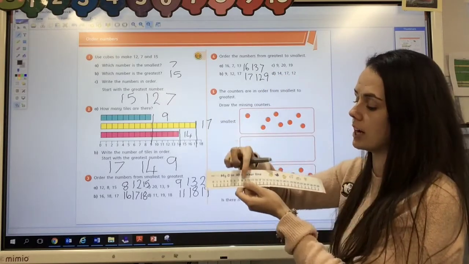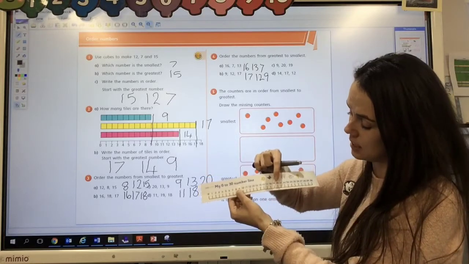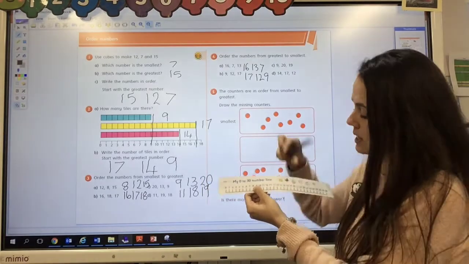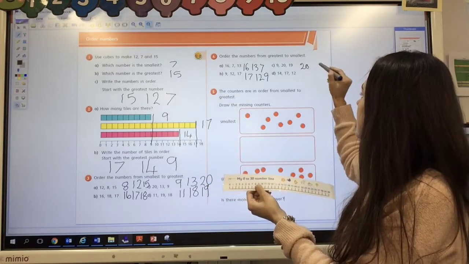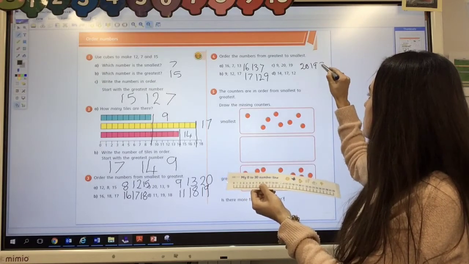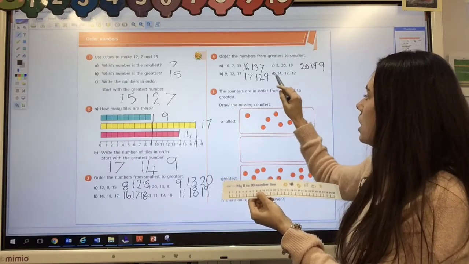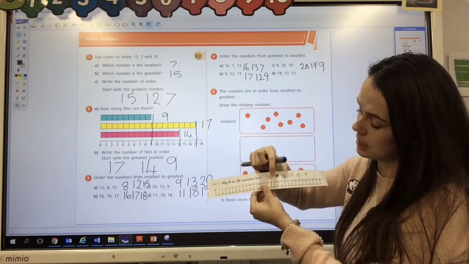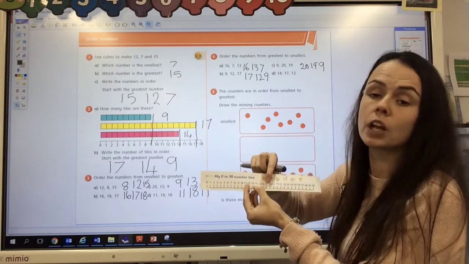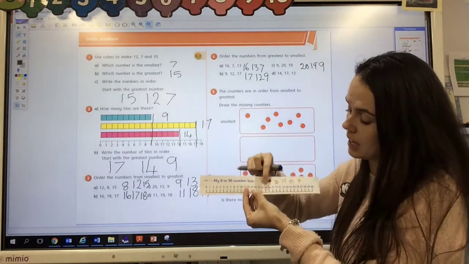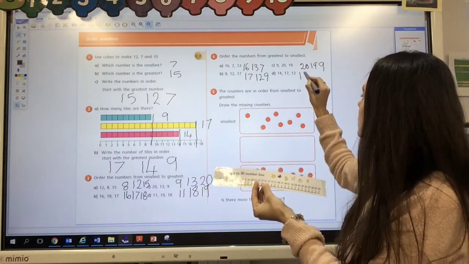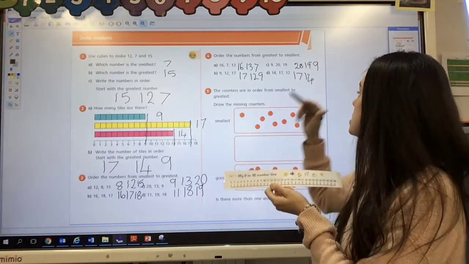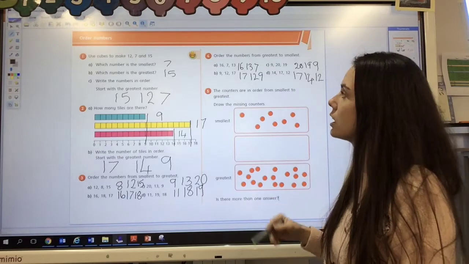Up here we've got 9 again, 20 and 19. Which number is closest to me? 20. Then it's 19, which means 9 must be last. And our last bit here. So we've got 14, 17 and 12. Which one is closest to me? It's our 17. Then next along is our 14. And then our last number is 12. Great work. Those were really tricky.